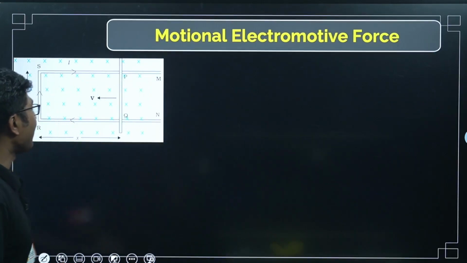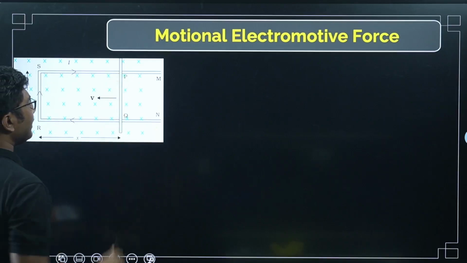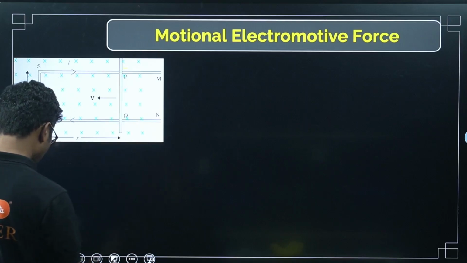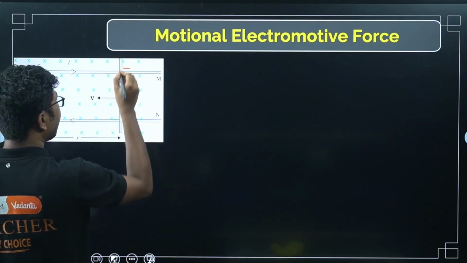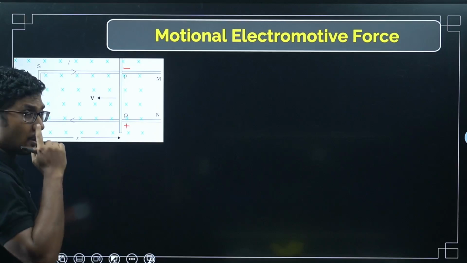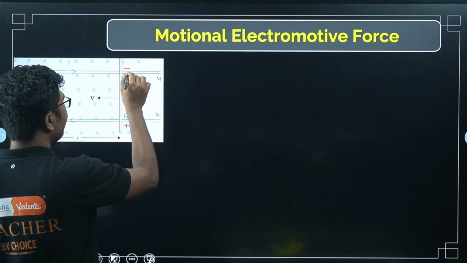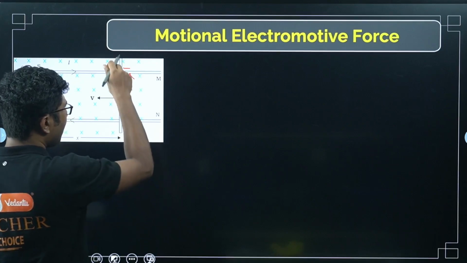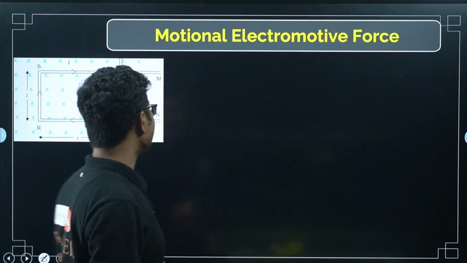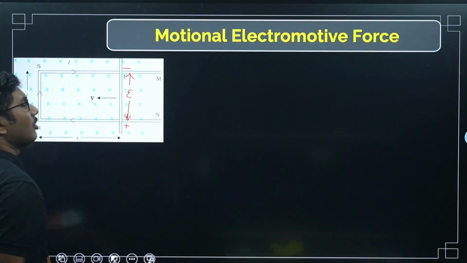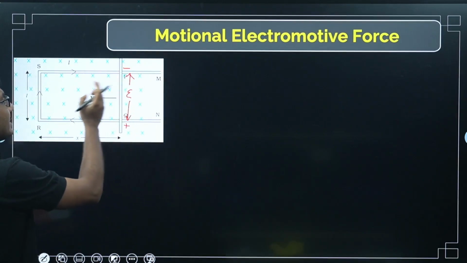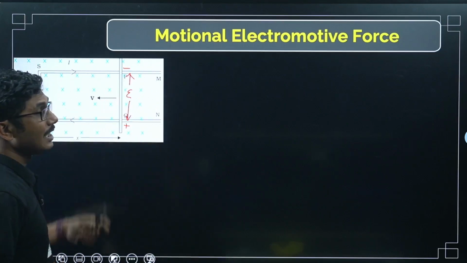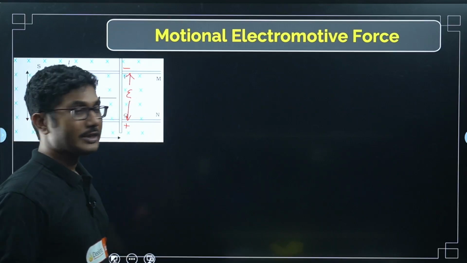So this rod will be a source, like a battery. This side will become negative and this side will become positive. There will be an EMF developed between these two sides. This EMF is called motional EMF, because we are changing the flux associated with this circuit, and it is being produced due to this motion.